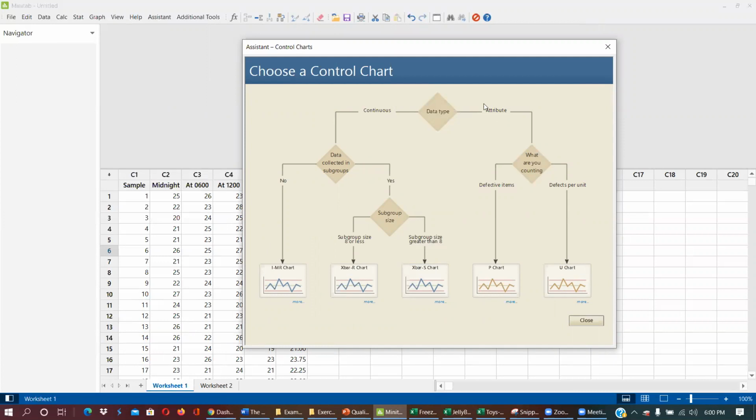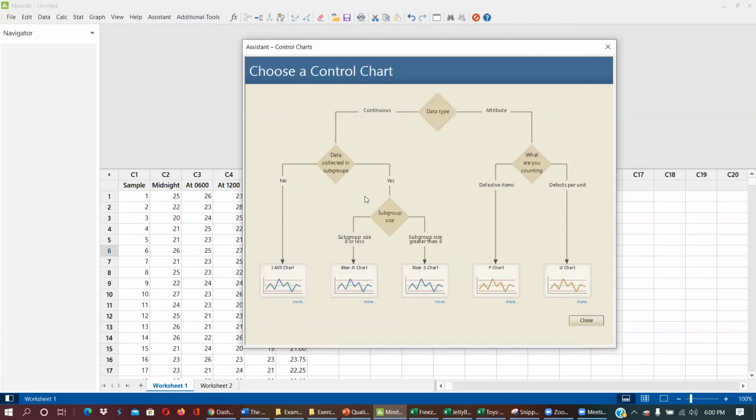If you have categorical data, or proportion data, or number of defects per unit, so defects per unit, then you can use U chart. And if you have defective items, proportion, you can use P chart. So this is properly explained in this hierarchy.